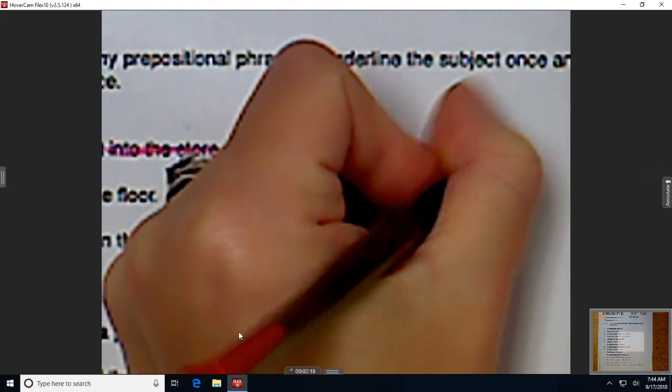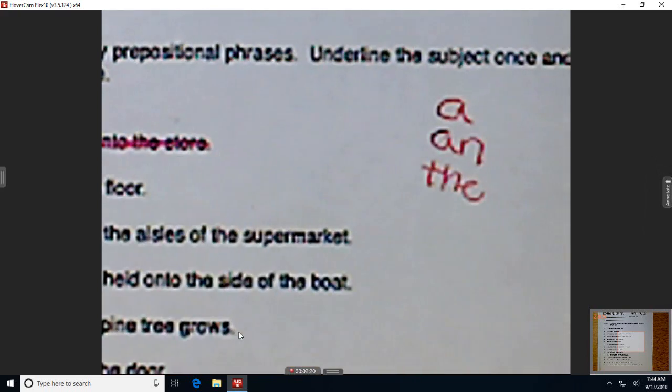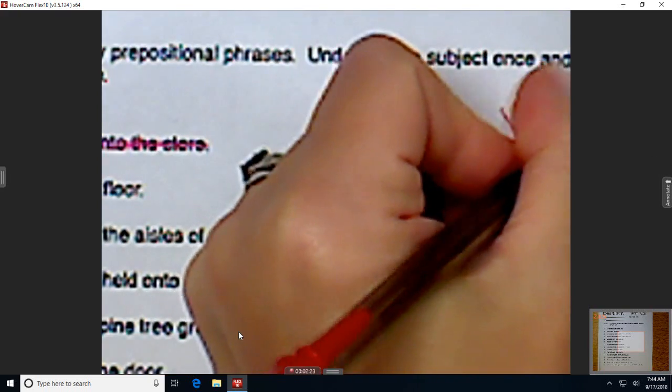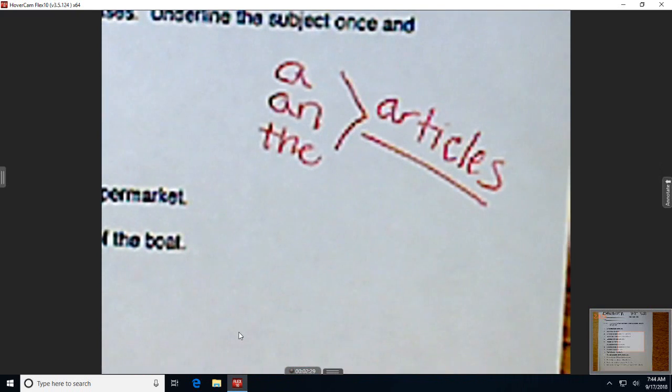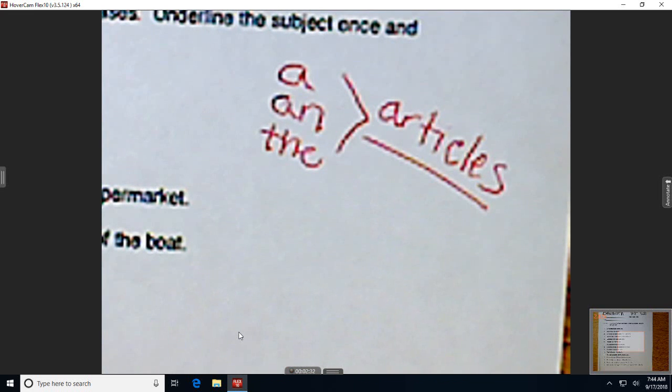Over here in the corner, I want you to write a and the. Put a little bracket around them and remind yourself that they are articles. I want you to realize that a and the are articles because these words trip kids up all the time. People want to make them prepositions, nouns, subjects, they want to make them something. So we just go ahead and label them what they are so that way we don't get them confused. So if you ever see an a, an, or the, you know it's an article and it can be circled. So then it's just out of your life.